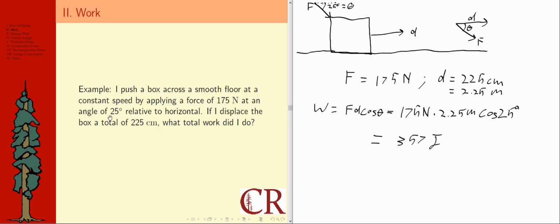One could argue maybe I should have done 2 sig figs, but with angles I often don't apply those same rules because it's inside a trig function. So there it is, 357 joules.